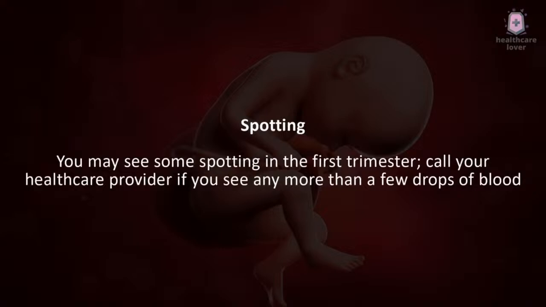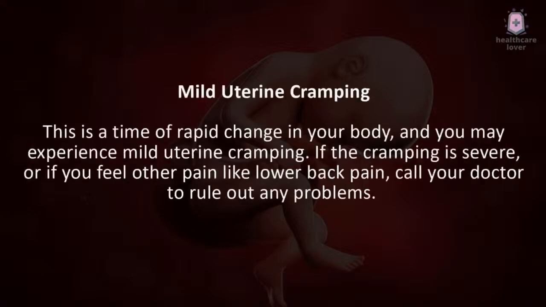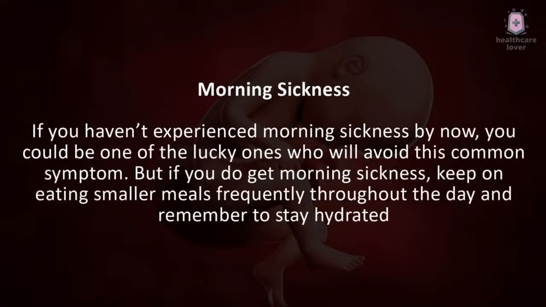Spotting. You may see some spotting in the first trimester. Call your healthcare provider if you see any more than a few drops of blood. Mild uterine cramping. This is a time of rapid change in your body, and you may experience mild uterine cramping. If the cramping is severe, or if you feel other pain like lower back pain, call your doctor to rule out any problems.